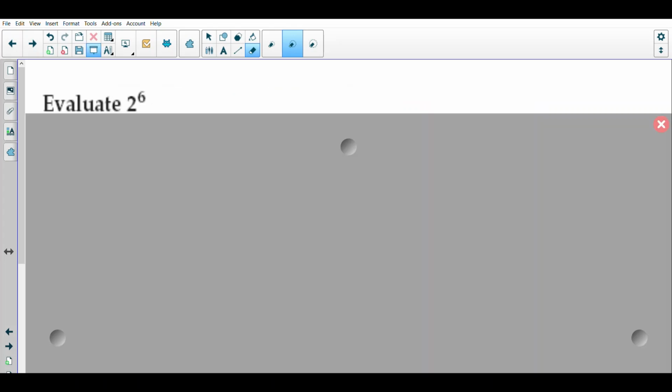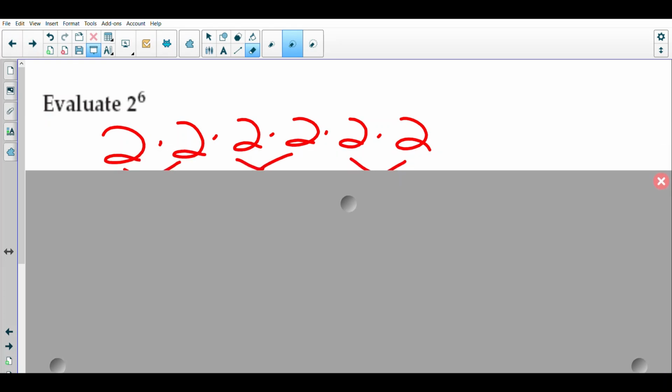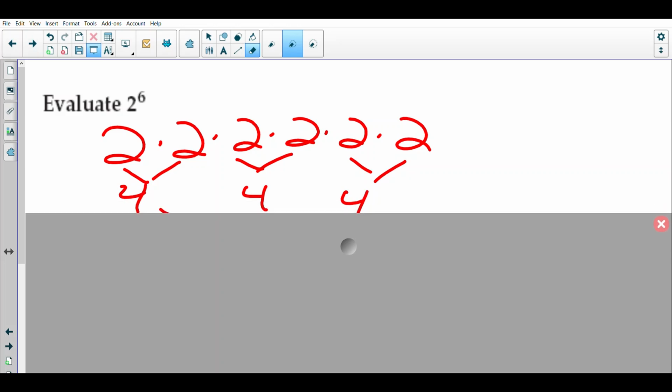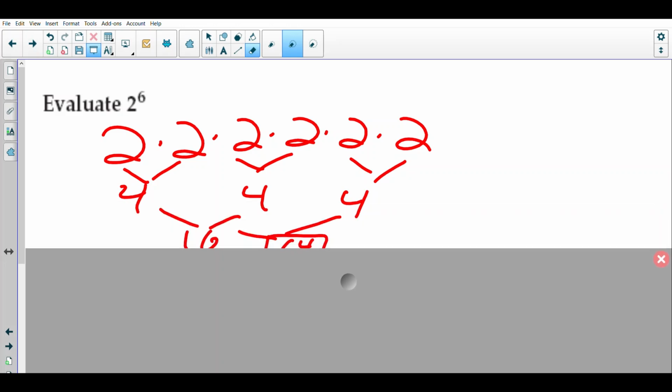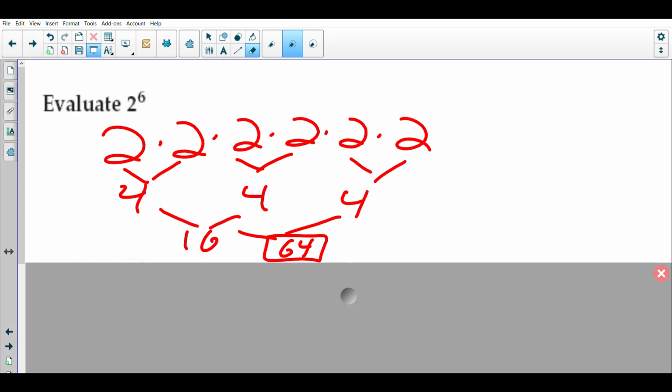Evaluate 2 to the 6th power. Remember, powers mean repeated multiplication. This really says to us 2 times 2 times 2 times 2 times 2 times 2. We can use our properties of multiplication and multiply all of that together. So I'm going to go 4 times 4 times 4, extend on, and I get 16. And then 16 times 4 would give us 64.